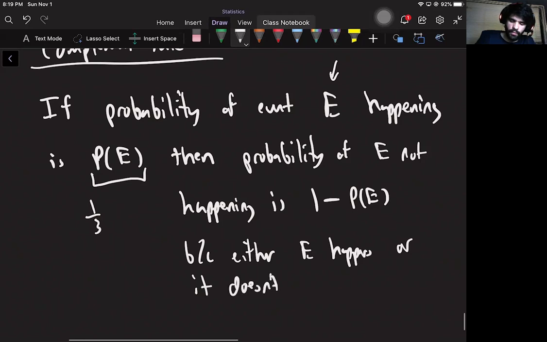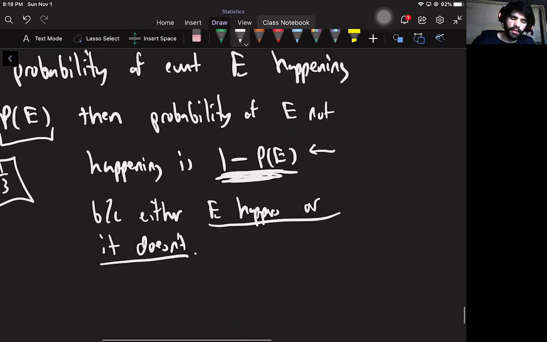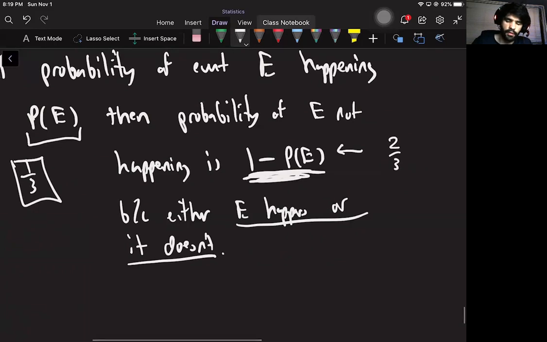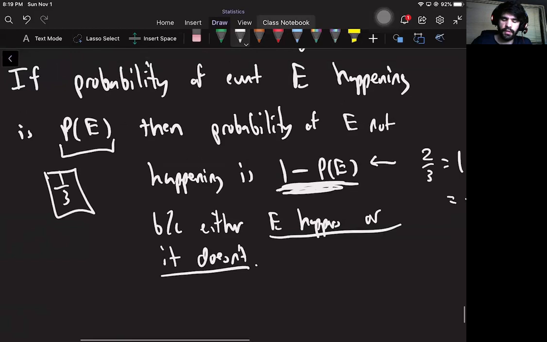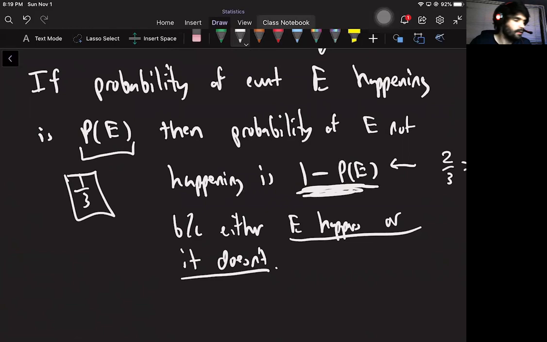And because of this, the total probability of E happening or E not happening has to add up to 1. So what that means is that if the probability of E happening is a third, for example, then the probability of E not happening better be 2/3 so that they can add up to 1. And how did I get 2/3? Well, I really am doing 1 minus 1/3. Okay, so that's the idea. Things either happen or they don't.